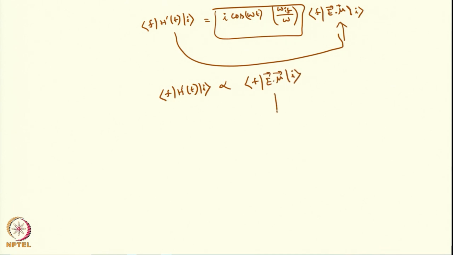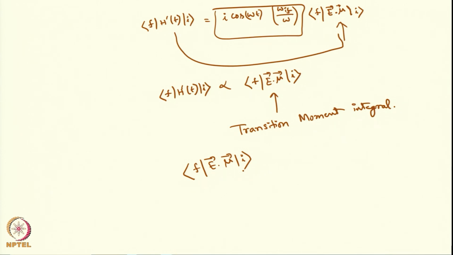This integral is called the transition moment integral. The integral f E dot mu i is one of the most important integrals in spectroscopy. It is a transition moment integral, and that will determine whether the transition will take place or not. If the transition moment integral goes to 0, the selection rule is decided by this.